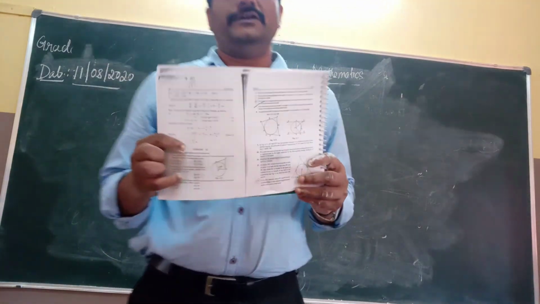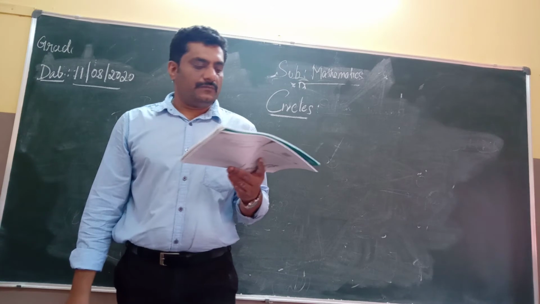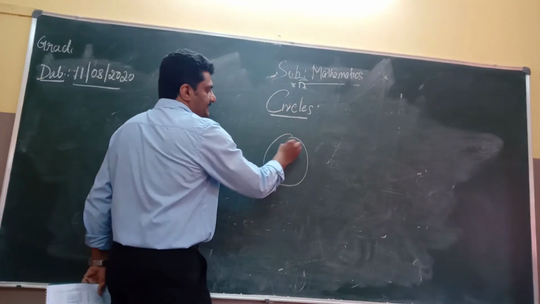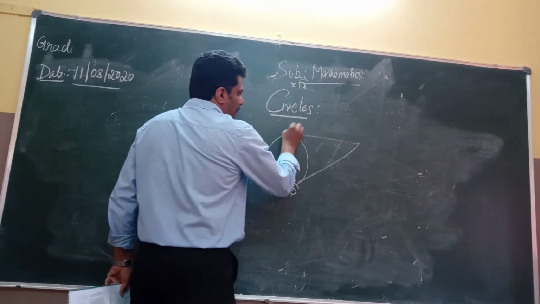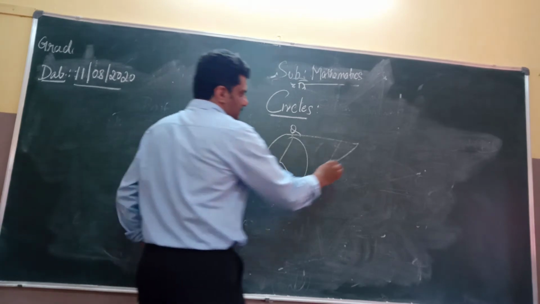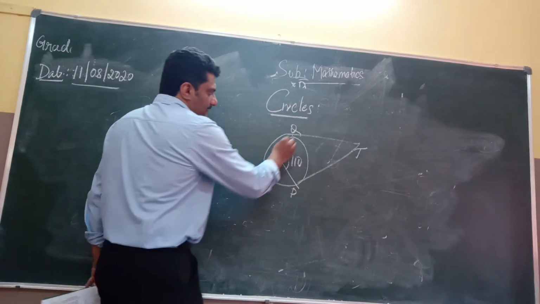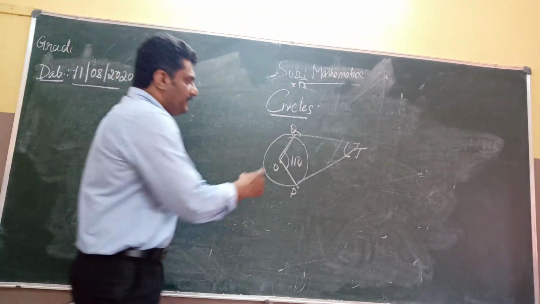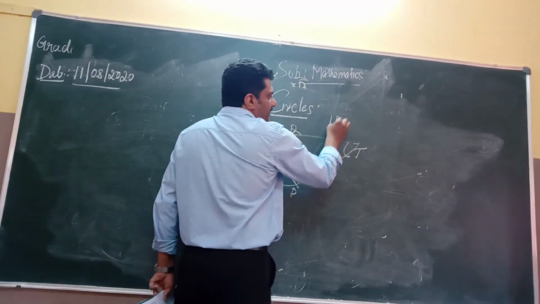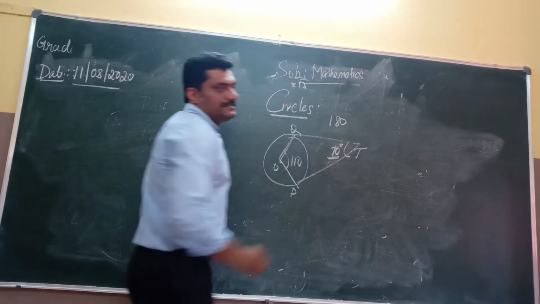Now in exercise 4.2, there is a problem. Angle POQ. They are asking for this angle POQ. How much is this? Just before, I told you that when you add these two angles, you have to get 180 degrees. If this is 110, this is 70 degrees. Remember this.